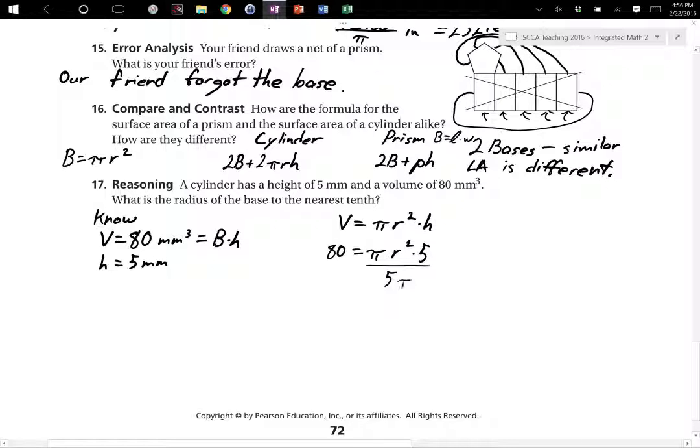So divide both sides by 5 pi. Then I have r squared equals 80 over 5 pi. And then I need to take the square root. 80 over 5 pi. And that is approximately 2.2 millimeters. And that is how we find the radius of the base to the nearest tenth.